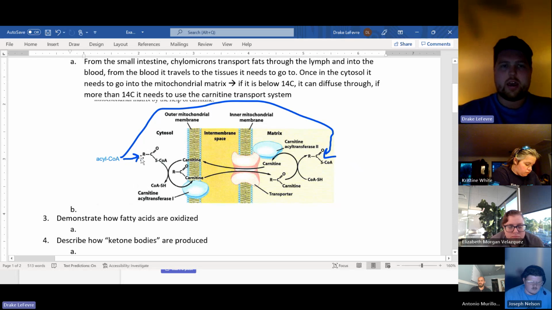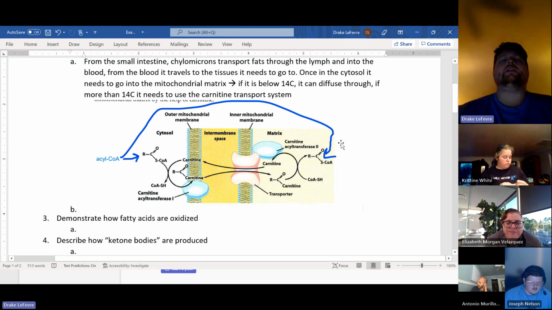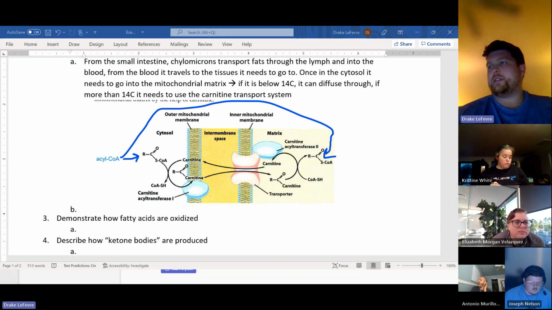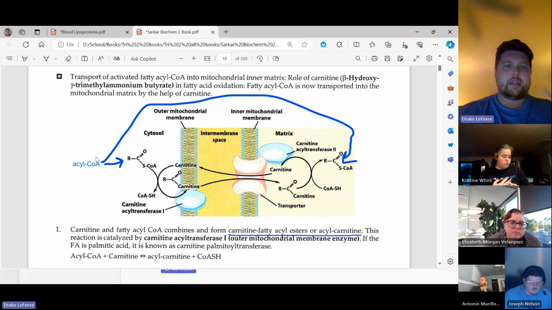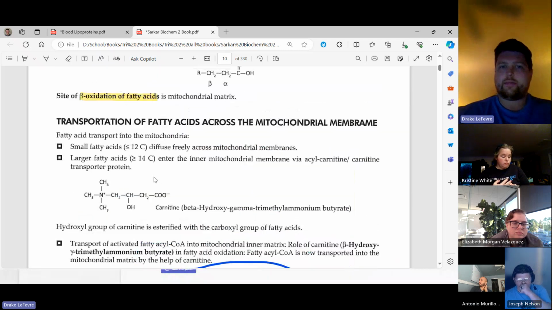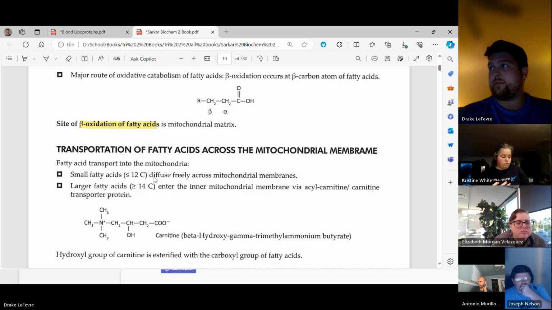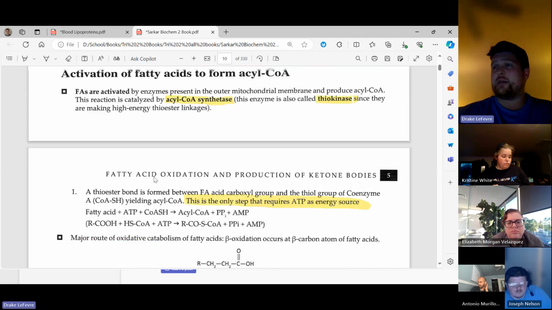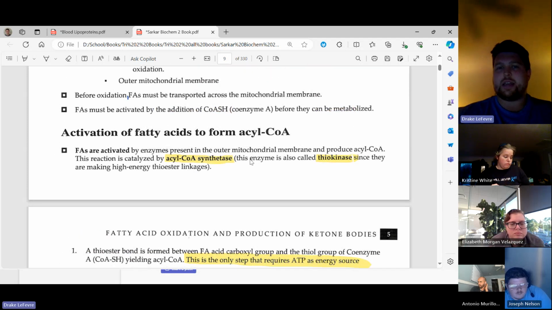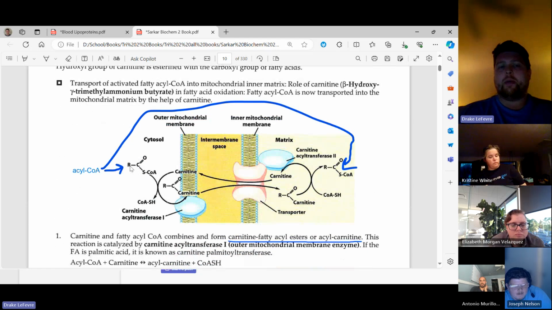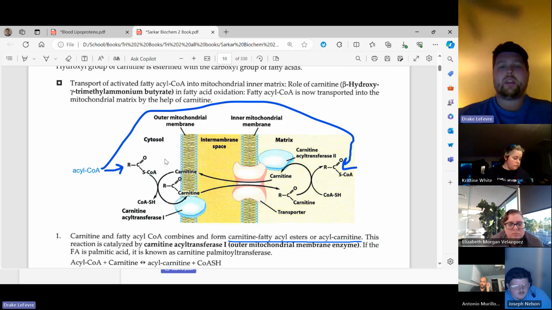We start off by binding a CoA onto the fatty chain. Earlier we talked about the enzyme that primes it, the acyl-CoA synthetase, also called a thiokinase. That enzyme binds the CoA onto a fatty chain. As soon as it's bound onto a fatty chain, we call it an acyl-CoA.